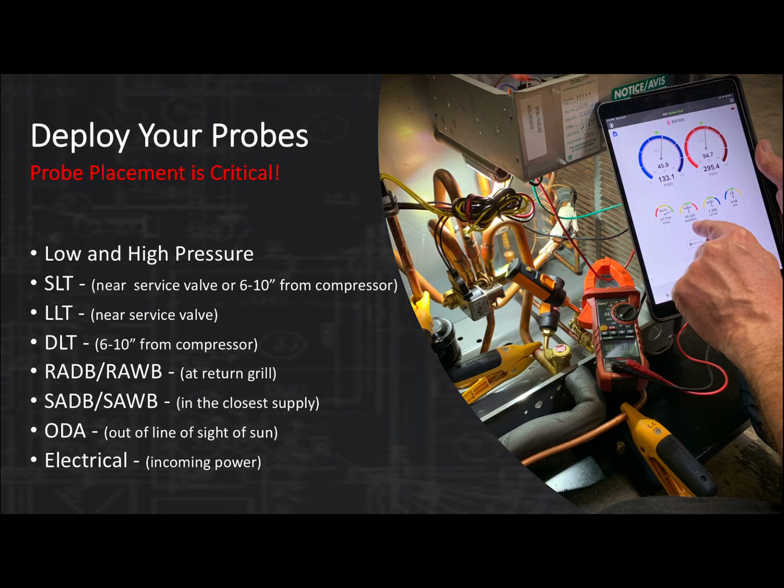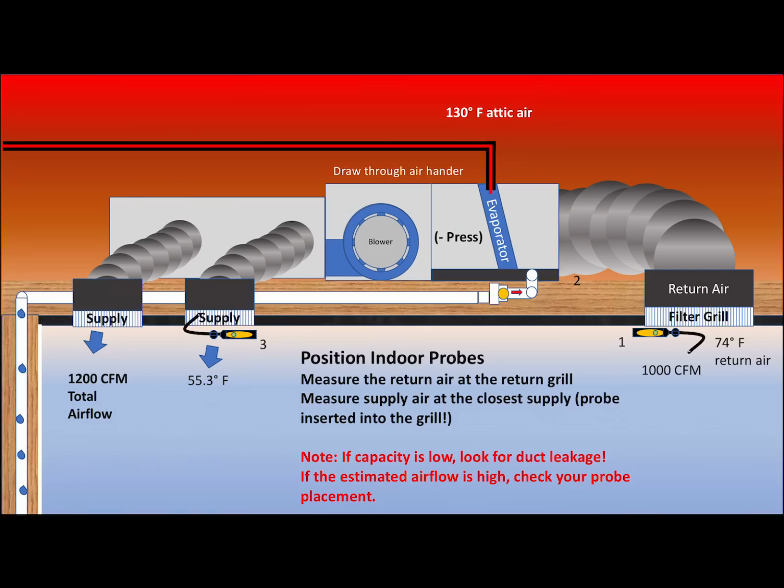Very, very important. You do not want to drill a hole in the plenum and have the probe within line of sight of the evaporator coil, or it's going to give you a temperature that's lower than the actual air temperature split is, because just like we have radiant heat, we also have radiant cooling, and it'll give that false cold temperature to the probe. Outdoor air temperature, out of line of sight of the sun, so we want to get the air temperature going into the condenser coil. And then electrical is just primarily incoming power to the unit.